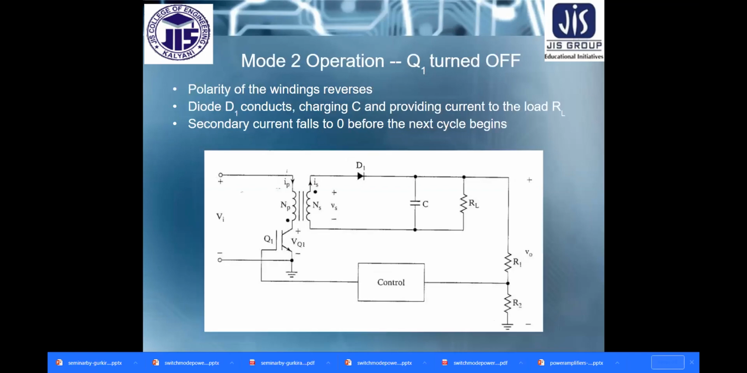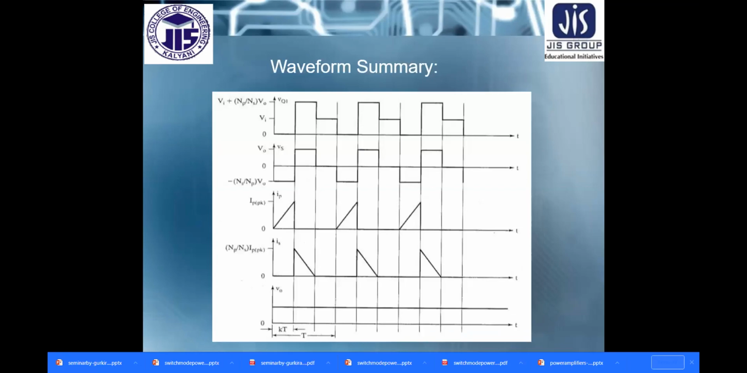When Q1 is turned off, mode 2 operation, polarity of the winding reverses. Diode D1 conducts, charging C and providing current to the load RL. Secondary current falls to 0 before the next cycle begins. Waveform summary. This is the waveform of SMPS in flyback converter mode.